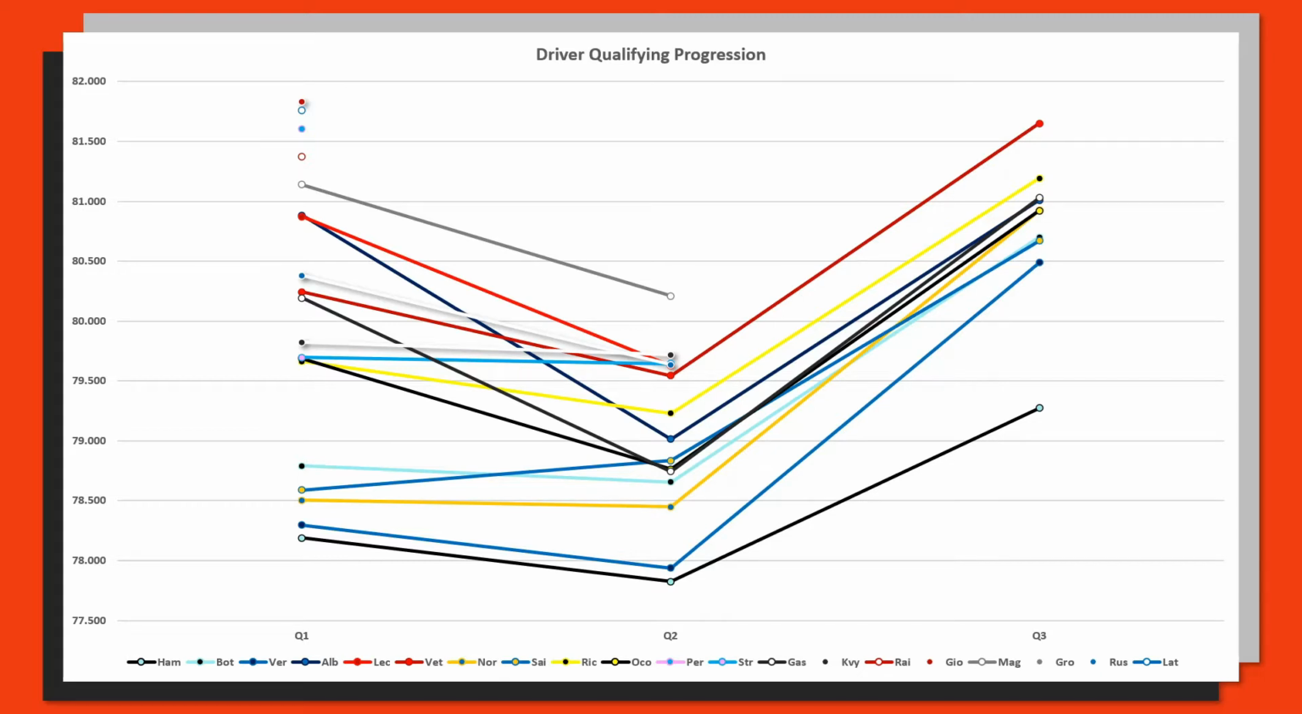It progresses nicely as each team makes some sort of progression towards Q2, and then everybody loses time going into Q3, but of course it was a heavily rain-affected qualifying. And then again, very similarly to the practice data, I can identify and highlight each team's improvements as well, and we end up with two graphs that look a bit like this.